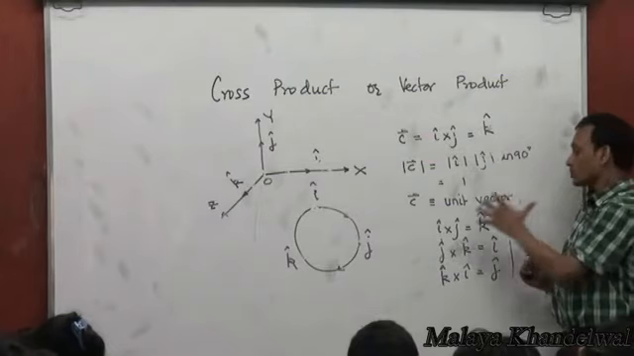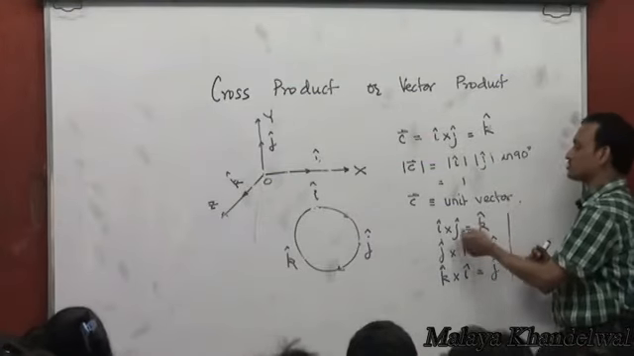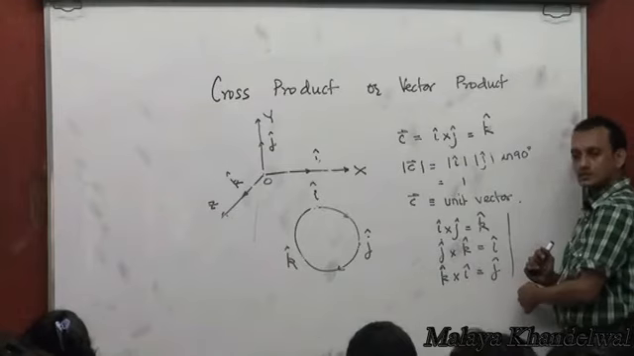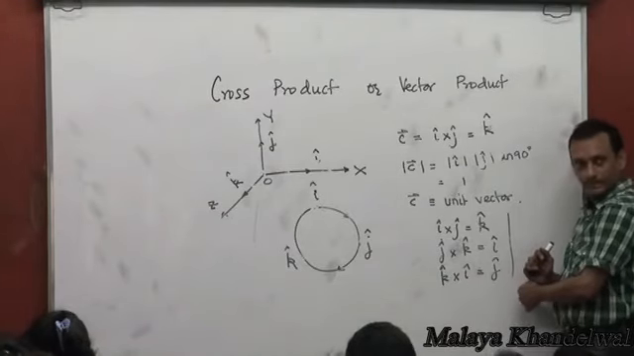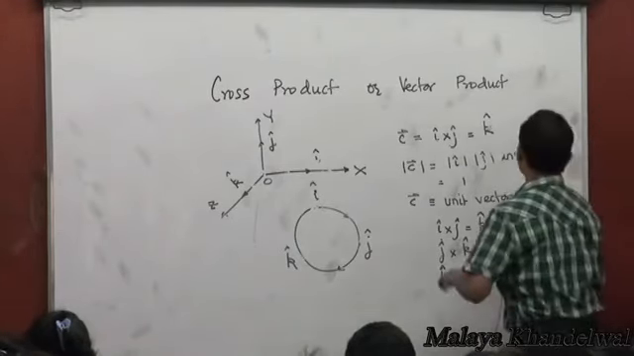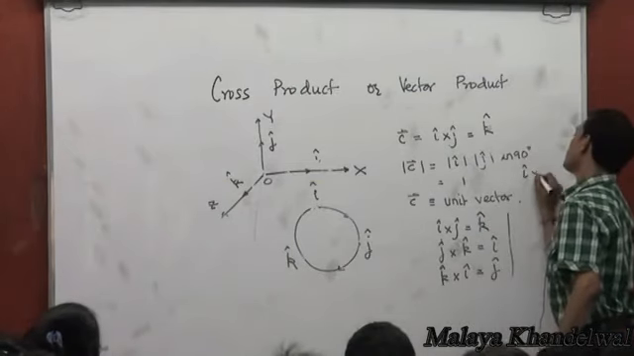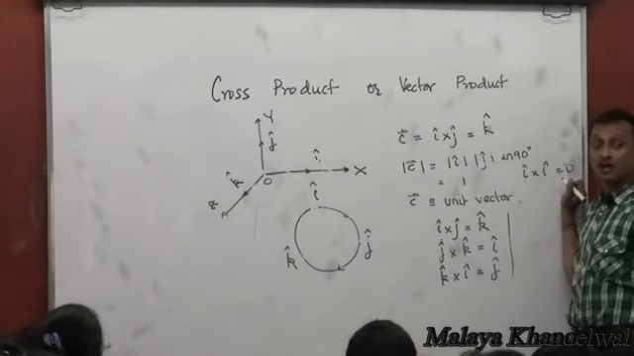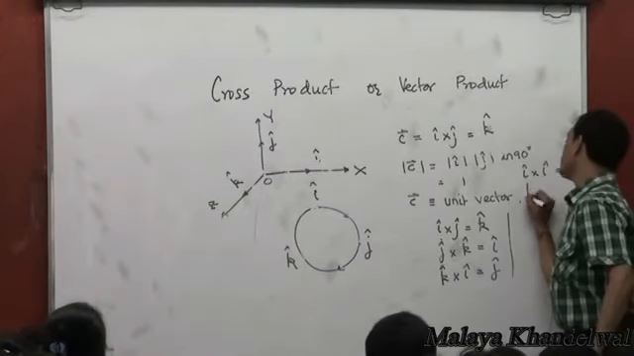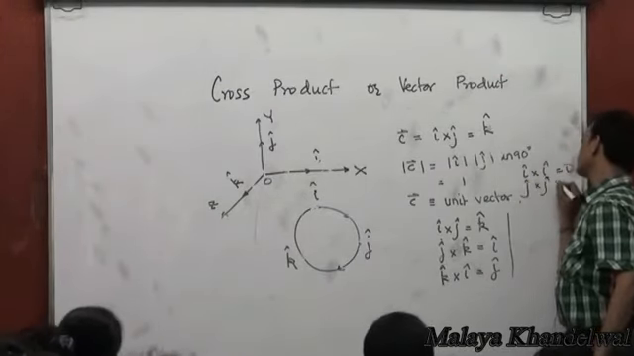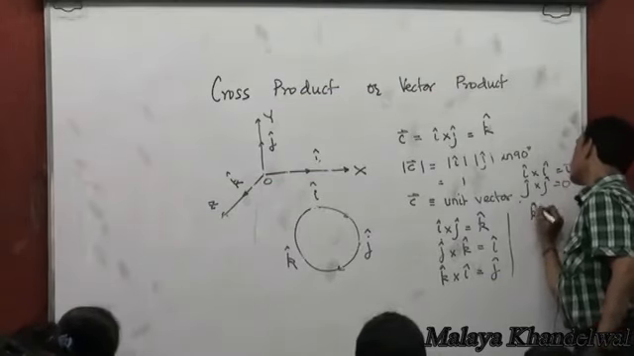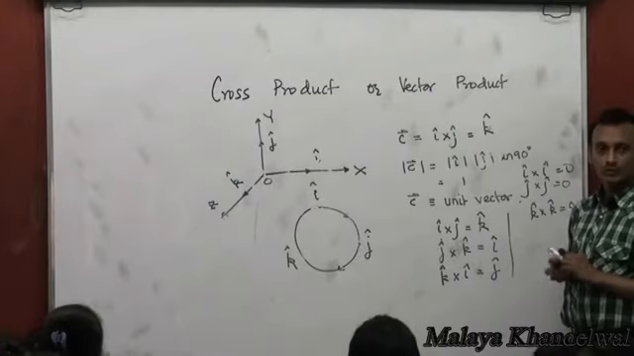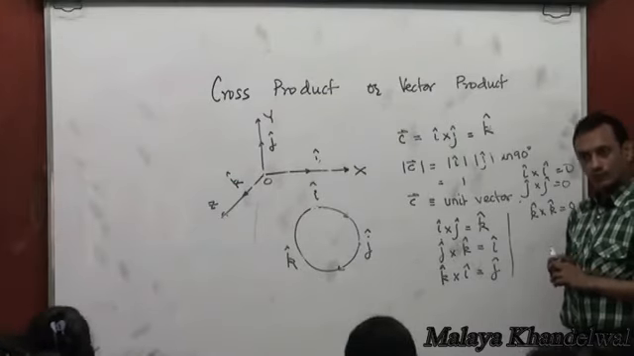Is that okay? So these are a few more results. i cross j is k, j cross k is i, and k cross i is j. Clear? And what's i cross i? 0, because the angle between i and i is 0, so sine 0 is 0. Similarly, what's j cross j? What's k cross k? Right?